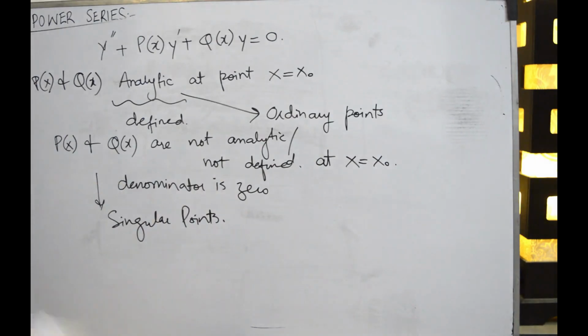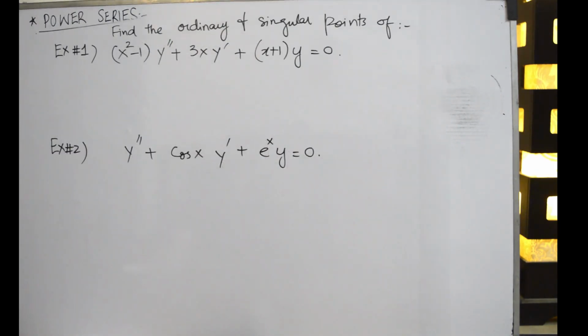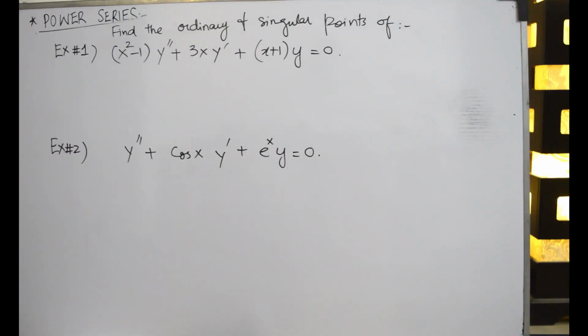So you have to focus only on the singular points. For the rest of the points, the functions p of x and q of x are always defined, and the rest of the points are naturally called ordinary points. So this is all about singular points and ordinary points of the second order differential equation. It is all concerned with p of x and q of x.